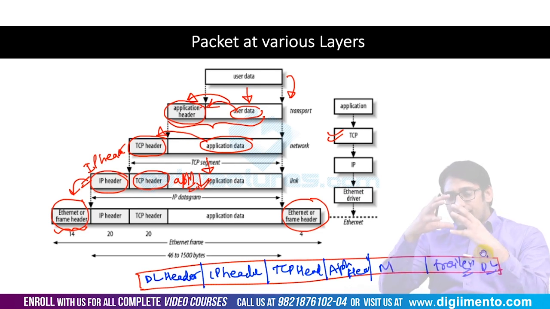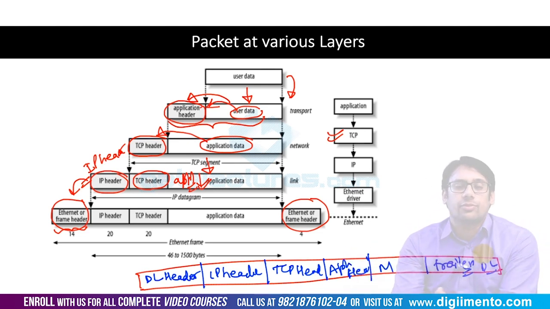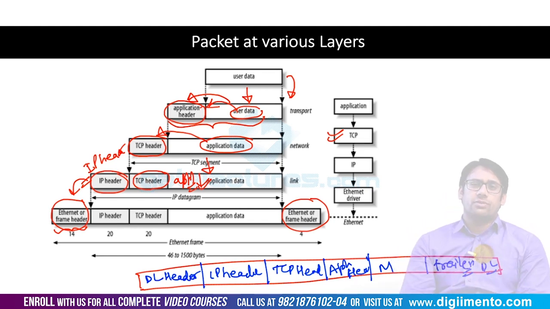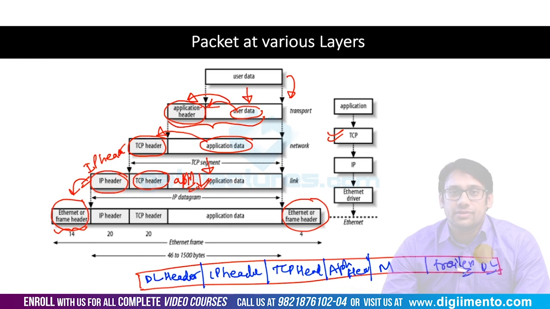So you can see, just to send a very small message, just to send a single message, what different kinds of information we have to add. We have to add so many different pieces of information just to send a single message from the sender to the receiver. This is what happens when you send a message.